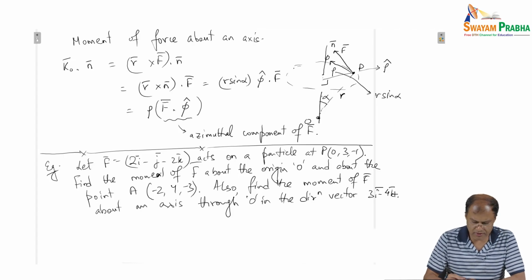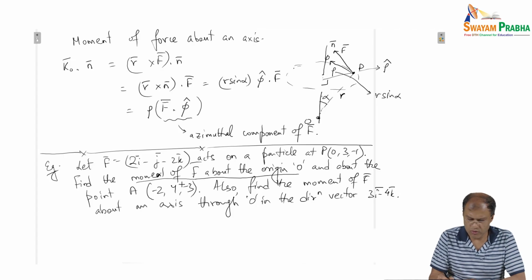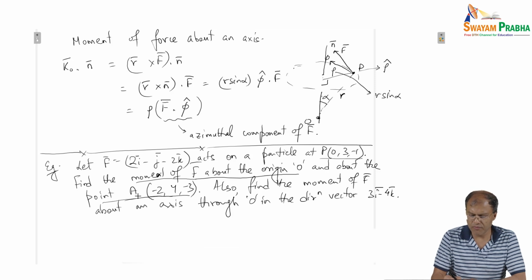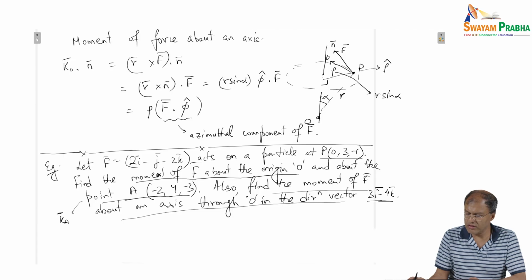Okay, so we want to find the moment of F about the origin O. So we need to find the position vector of the particle with respect to the origin and take a cross product with the force. So that is easy. And also about the second point A. In the second part of the problem, we have to use that formula for Ka, and also we need to find the moment about an axis along this direction vector. So let us see what we have to find.